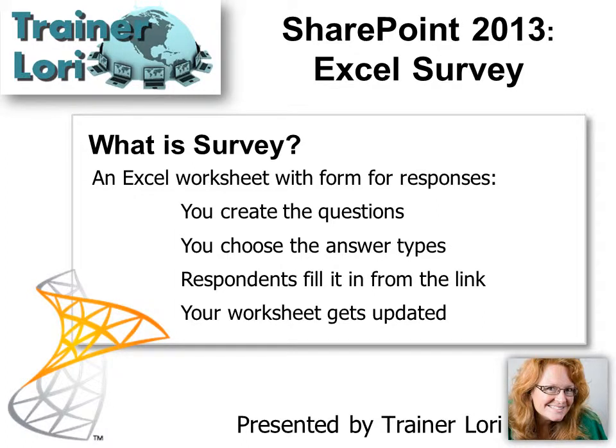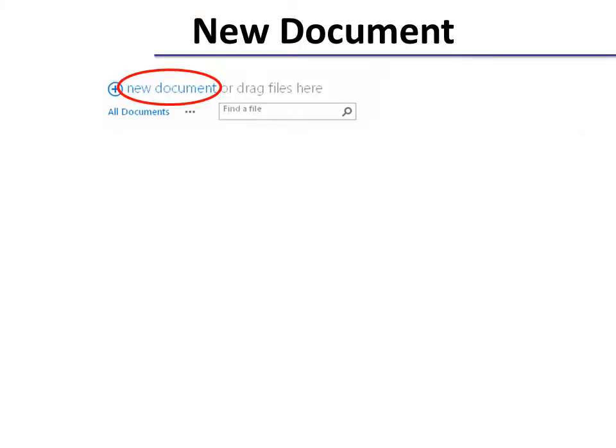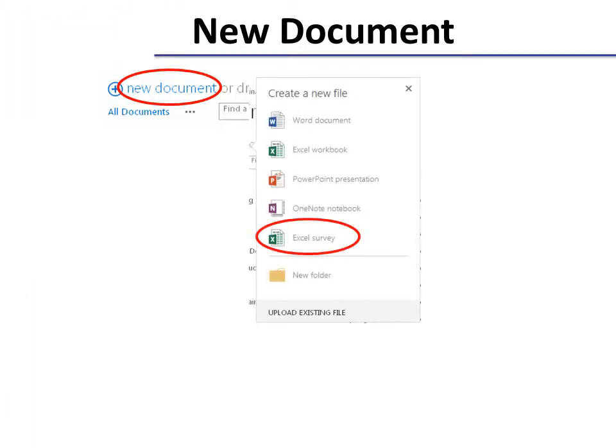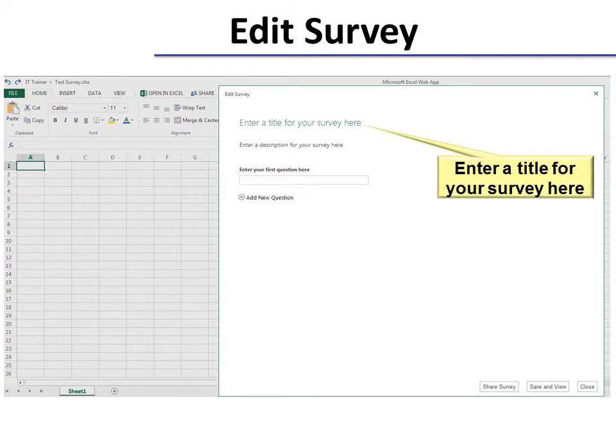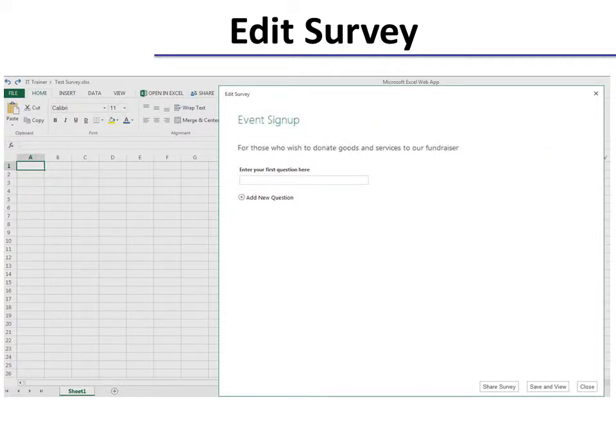I'm Trainer Laurie. First, click on New Document, and one of your options will be Excel Survey. When you do that, it'll ask what do you want to call it, then click OK. Then it has an option to edit survey. You can see the worksheet in the background, but it'll say enter a title for your survey here. That's pretty easy. You just type in over where you want the title and the description.